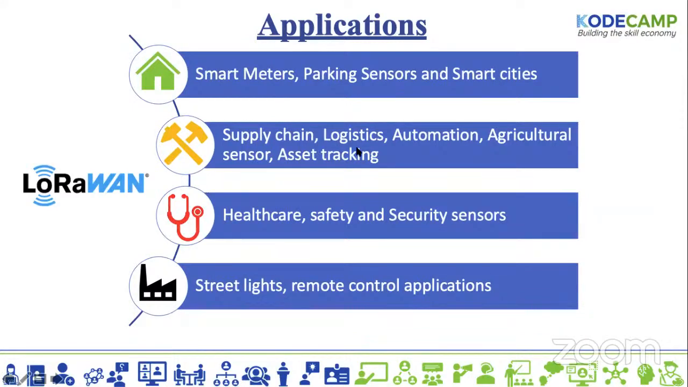In industry, you can use it for supply chain, logistics, automation, agricultural sensors, like I said, the water sensors, the humidity sensors, the soil sensors. You can use it for a lot of stuff. You want to track the product from production to the store. It's very good. A hospital can use it for safety, security, sales is good, and then street lights, remote control applications. It has a lot of things it can be used for.